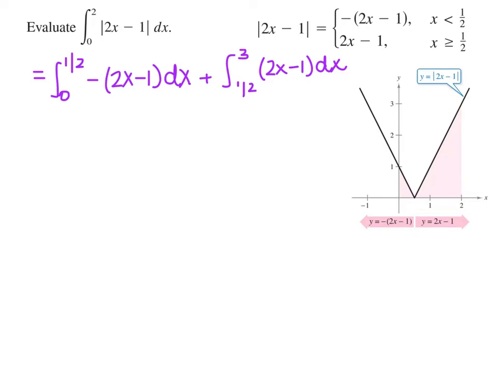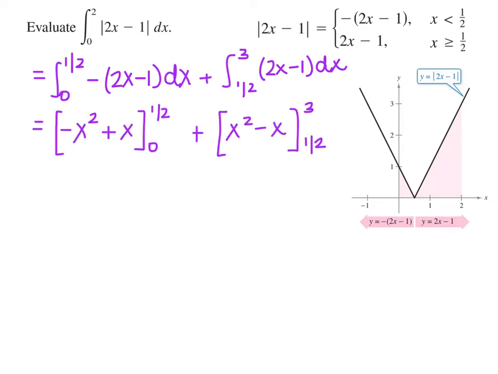So algebraically, how I deal with this is I take the integral from 0 to 1/2 of the negative part of the piecewise, so that negative line, and I add it to the integral from 1/2 to 2 of the positive line, so 2x minus 1. What I do is I distribute the negative to make that negative 2x plus 1, and I take the integral, so it becomes negative x squared plus x from 0 to 1/2, and then the integral of 2x minus 1 is going to be x squared minus x from 1/2 to 2.